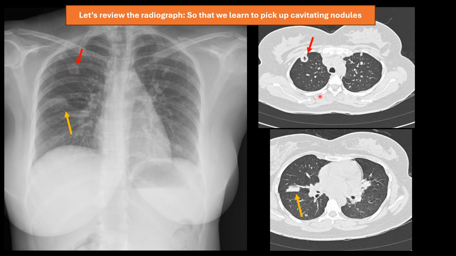So whenever you see cavitating nodules, go back and review the radiograph to see how they look in chest X-rays, because it's very difficult to pick up subtle cavitation. So the best way to learn radiographs is to look at the CT and come back and look at the radiograph. It makes much more sense to us.